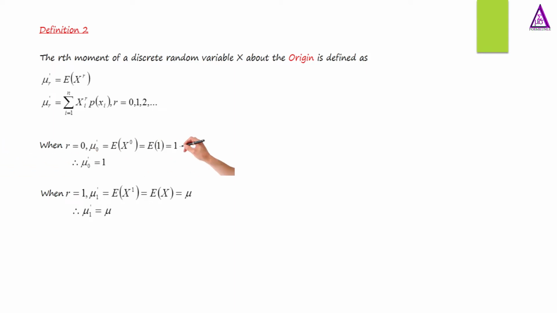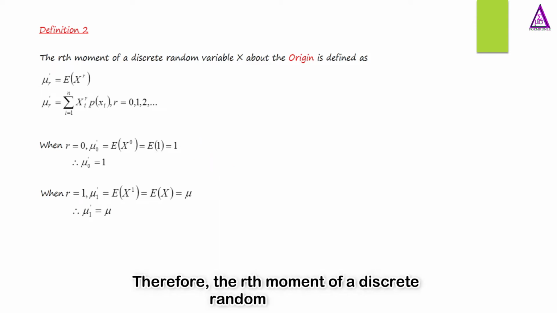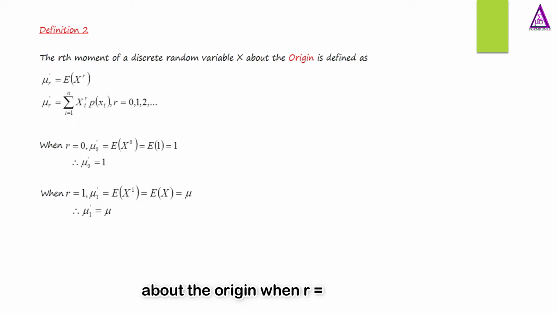When r equals 0, mu subscript 0 prime equals the expected value of x raised to power 0, which equals the expected value of 1, which is equal to 1. Therefore, the rth moment of a discrete random variable x about the origin when r equals 0 is 1. When r equals 1, the moment about the origin is the expected value of x raised to power 1, which equals the expected value of x, which is equal to mu. That is, the rth moment of a discrete random variable x about the origin when r equals 1 is equal to the first moment about the mean.